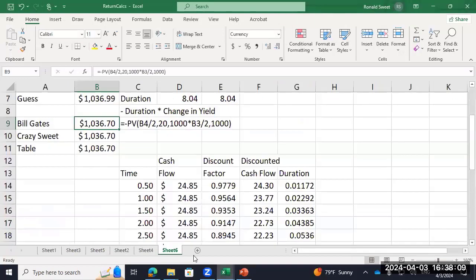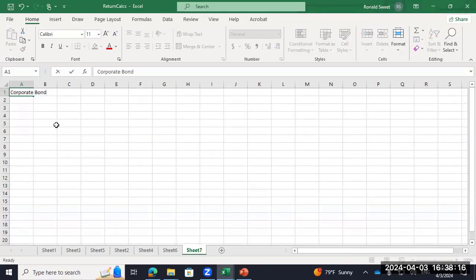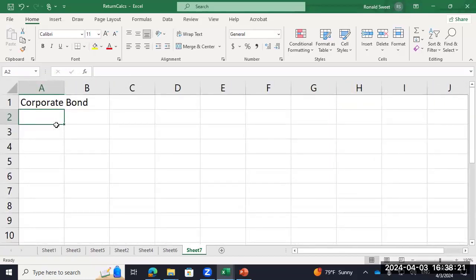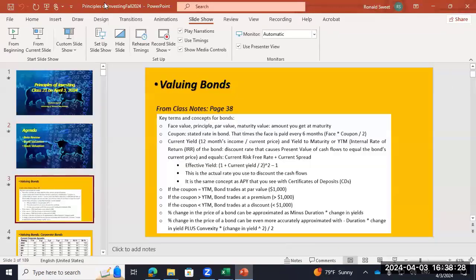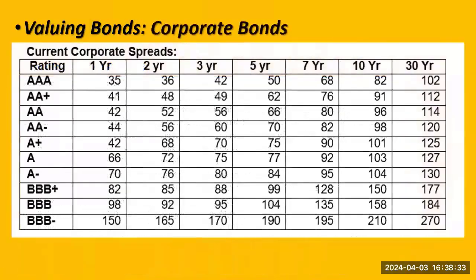All right, so we've done a couple of bonds here. So now let's try a corporate bond. A corporate bond's a little trickier because you need a different discount rate. So let's look at the class notes and let's understand. We've already covered that. So when you're doing corporate bonds, it has a spread, and the spread's related to its rating and to its term.